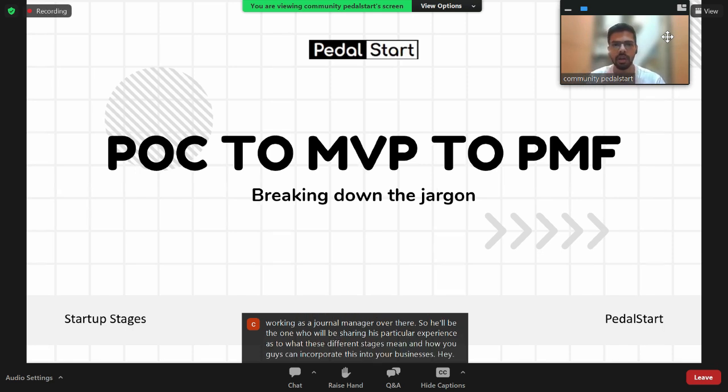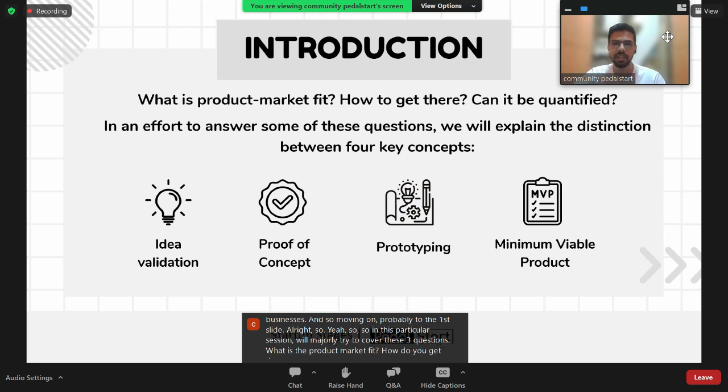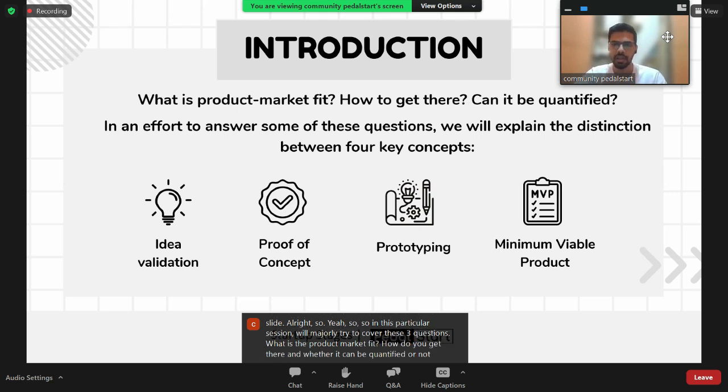So moving on, probably to the first slide, right? In this particular session, we'll majorly try to cover these three questions. What is product market fit? How do you get there? And whether it can be quantified or not, right? So we'll try to answer these three questions.